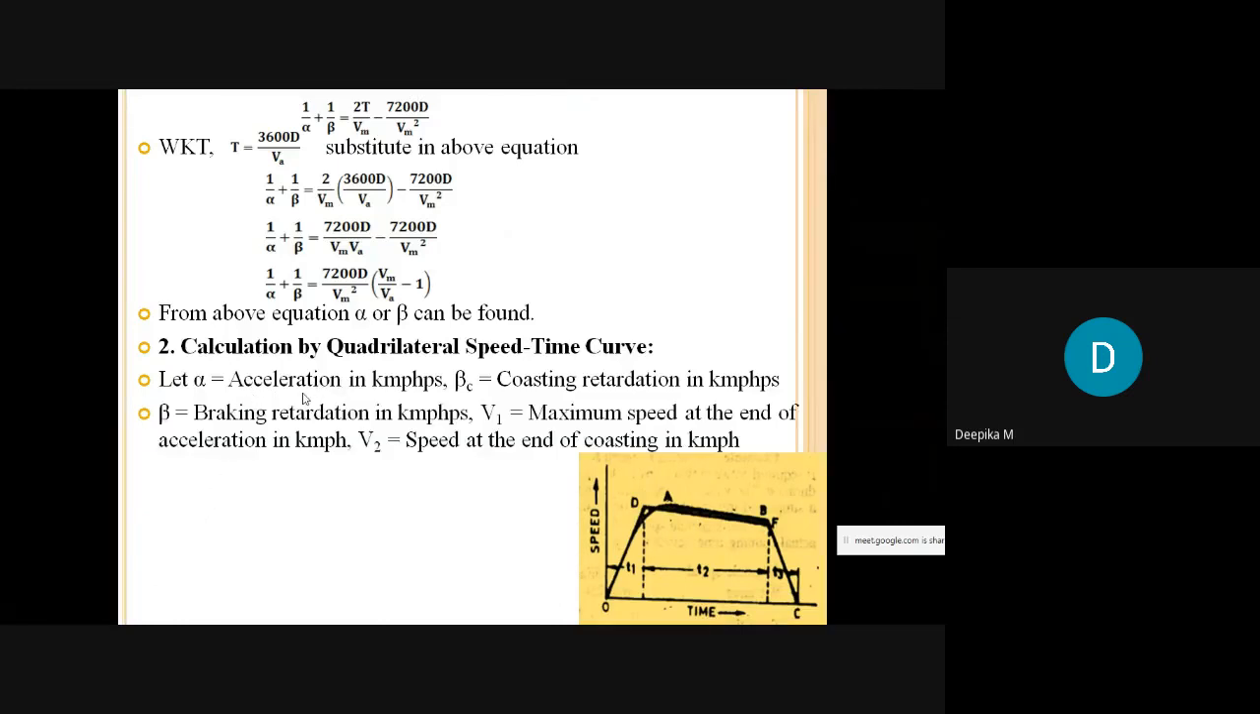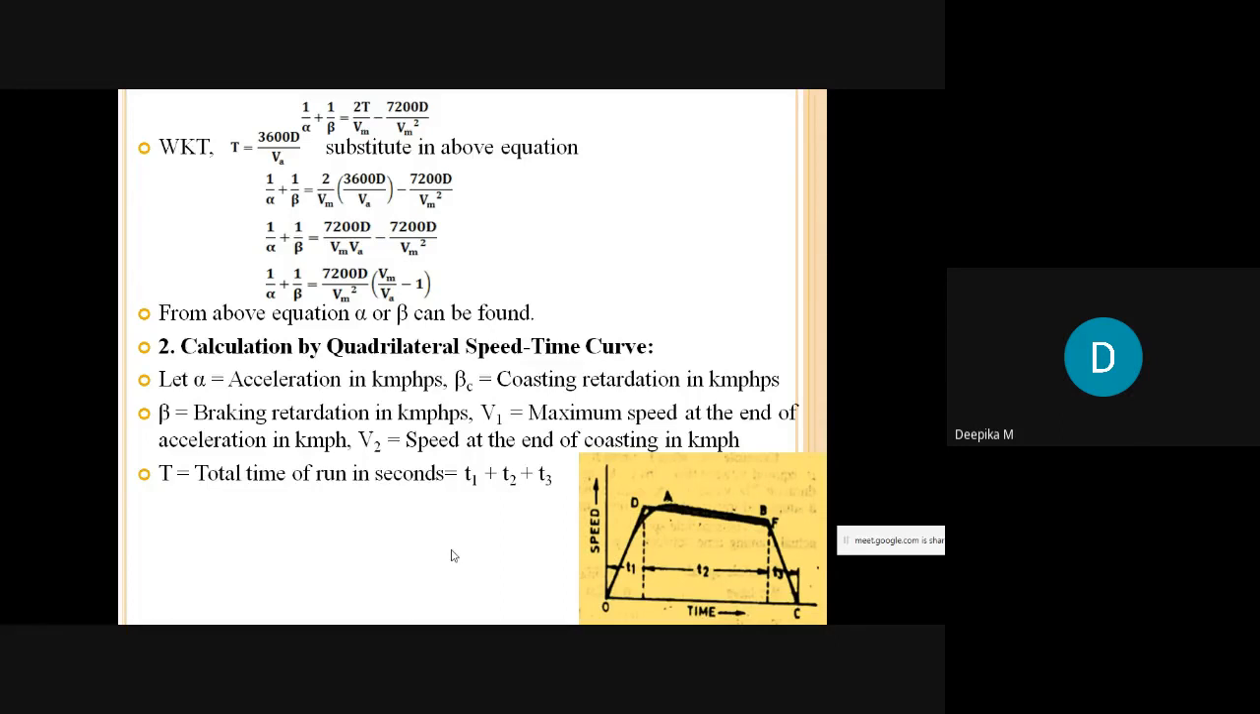Now, alpha is nothing but acceleration in kilometer per hour per second. Beta c is nothing but coasting retardation, that is, in coasting also we are going to apply the retardation. That will be represented in BC, and the unit is kilometer per hour per second, and beta is the braking retardation in kilometer per hour per second. V1 is the maximum speed at the end of the acceleration in kilometer per hour. Please remember that V1 is nothing but maximum speed or crest speed, and V2 is the speed at the end of the coasting period.